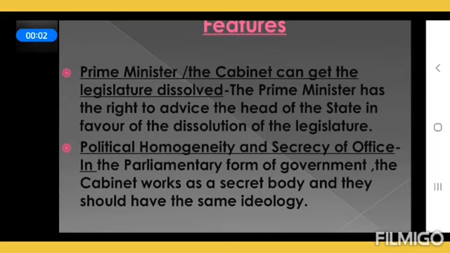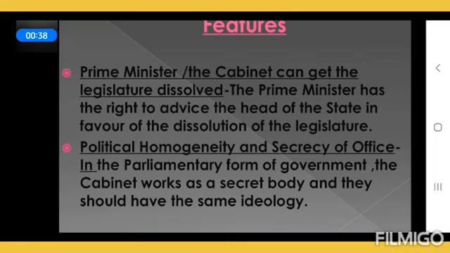Okay, now the next feature is political homogeneity and secrecy of the office. So let me read it out. In the parliamentary form of government, the cabinet works as a secret body and they should have the same ideology. So it means that, students, normally the members of the council of ministers are from a single party, and they hold the majority of the seats in the legislature. They are bound together by the commitment to a single ideology and program of the party as mandated by the people in the elections.